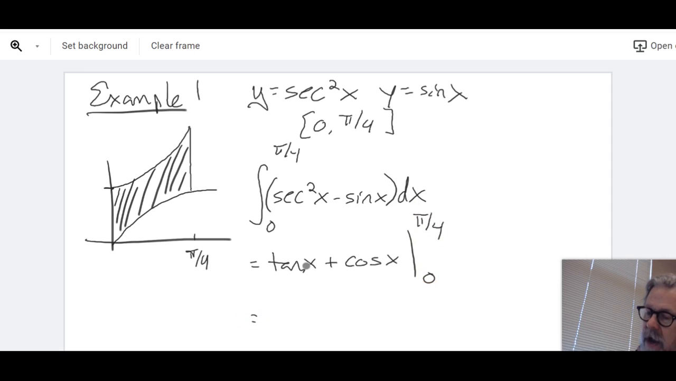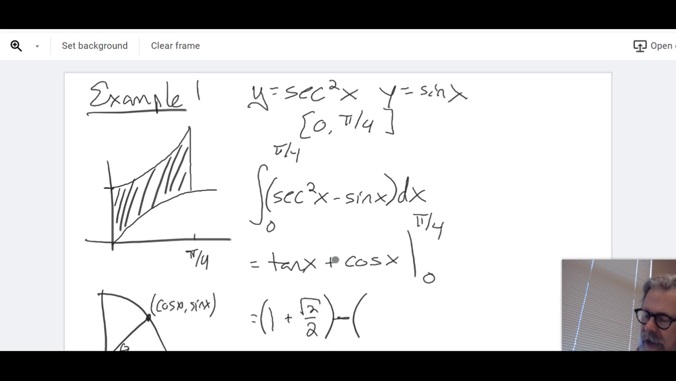We know that tangent of pi over 4 is 1. We know that cosine of pi over 4 is root 2 over 2. And again, I'm just looking at the unit circle here. Remember, unit circle, theta, and then cosine, comma sine. And pi over 4, of course, is one of our standard angles. And then minus the 0 values. Well, tangent of 0 is 0, and cosine of 0 is 1.